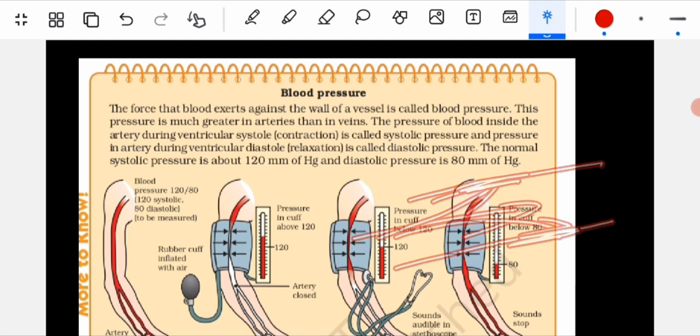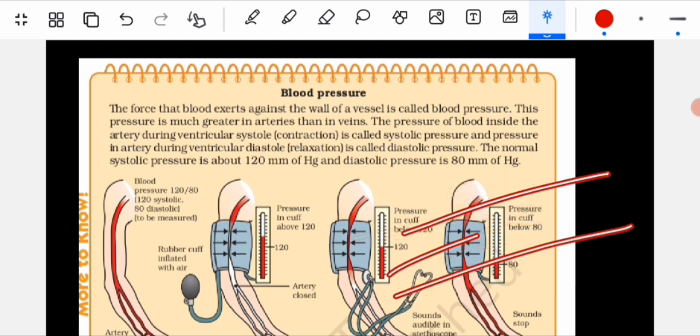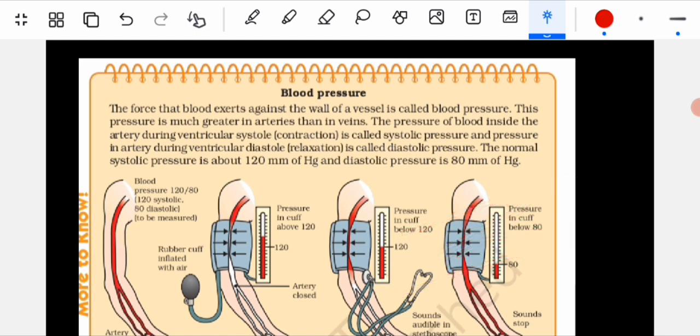In the same way, in our body there are vessels. The blood is flowing like this. Some of the blood will hit the vessel wall. So that will create some pressure. So that is called blood pressure. We know that there are kinds of tubes like arteries, veins and capillaries. In that, arteries have greater pressure when compared to the veins and capillaries.